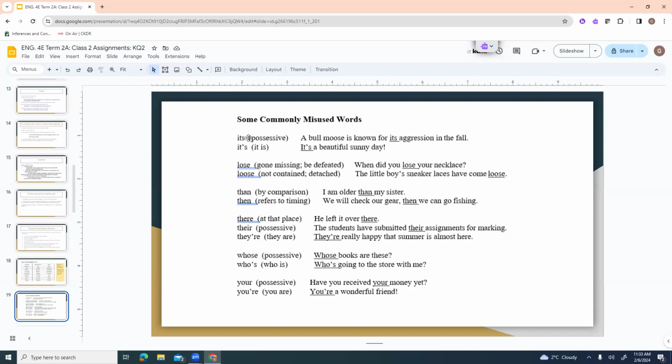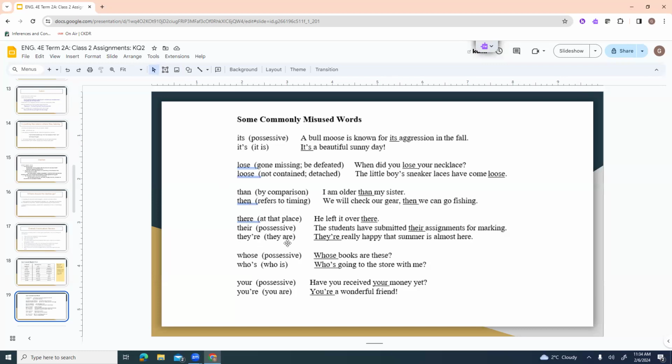Than and then. These ones I find it's often because most people pronounce them exactly the same. They've picked one and they just call it that. A lot of people just haven't even noticed that these are actually two different words. Than with the A is to compare things, like I am older than my sister. Then is talking about time. We will check our gear, then we can go fishing. And one way I remember this is see how then almost looks like when if I took the T out and put a W in, and when is about time, and so is then about time. That's one way I always remember that one.